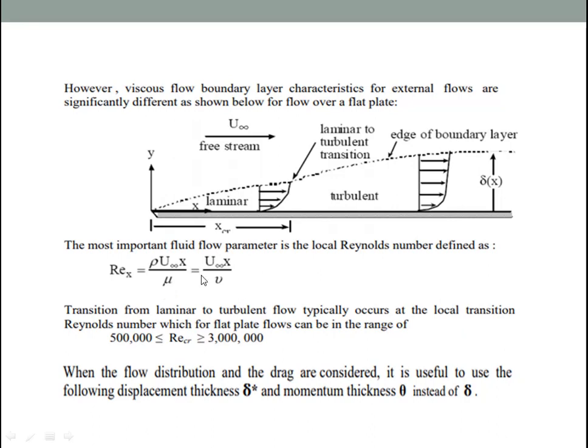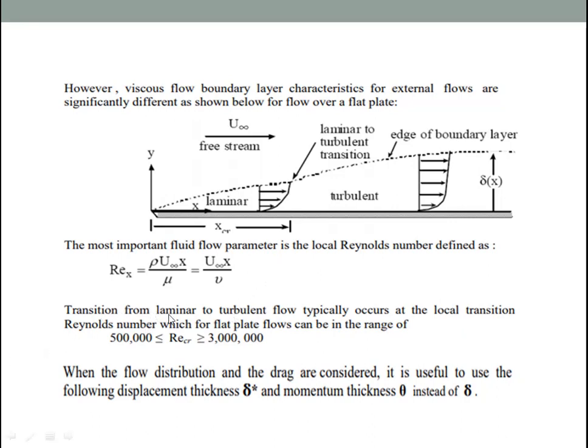Now this is equal to u x divided by nu. What is meant by nu? Nu is the kinematic viscosity of the flow. When we divide mu, that is dynamic viscosity, by density, we get this nu. Kinematic viscosity is nothing but dynamic viscosity divided by the density of the fluid.